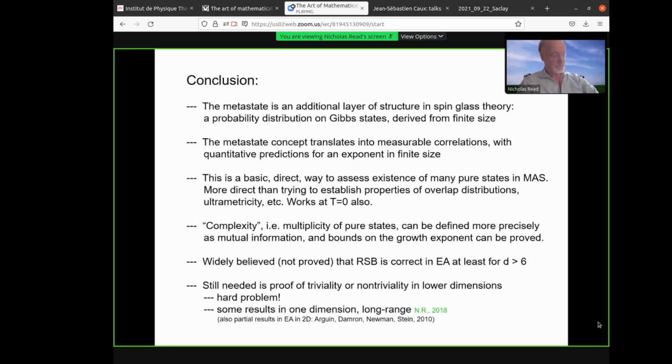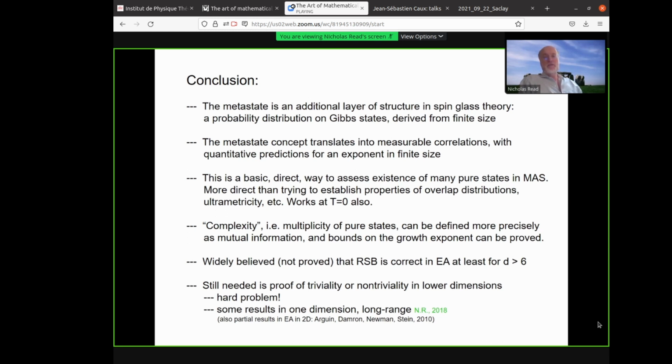So finally, the conclusion then. The metastate is kind of an extra layer of structure in spin glass theory of probability distribution on Gibbs states, and it's derived from what happens in finite size. So although it's a distribution on infinite size states, it tells us something about what would happen in a finite size system. And this can be translated into measurable correlation functions, measurable in, say, numerical simulations anyway.